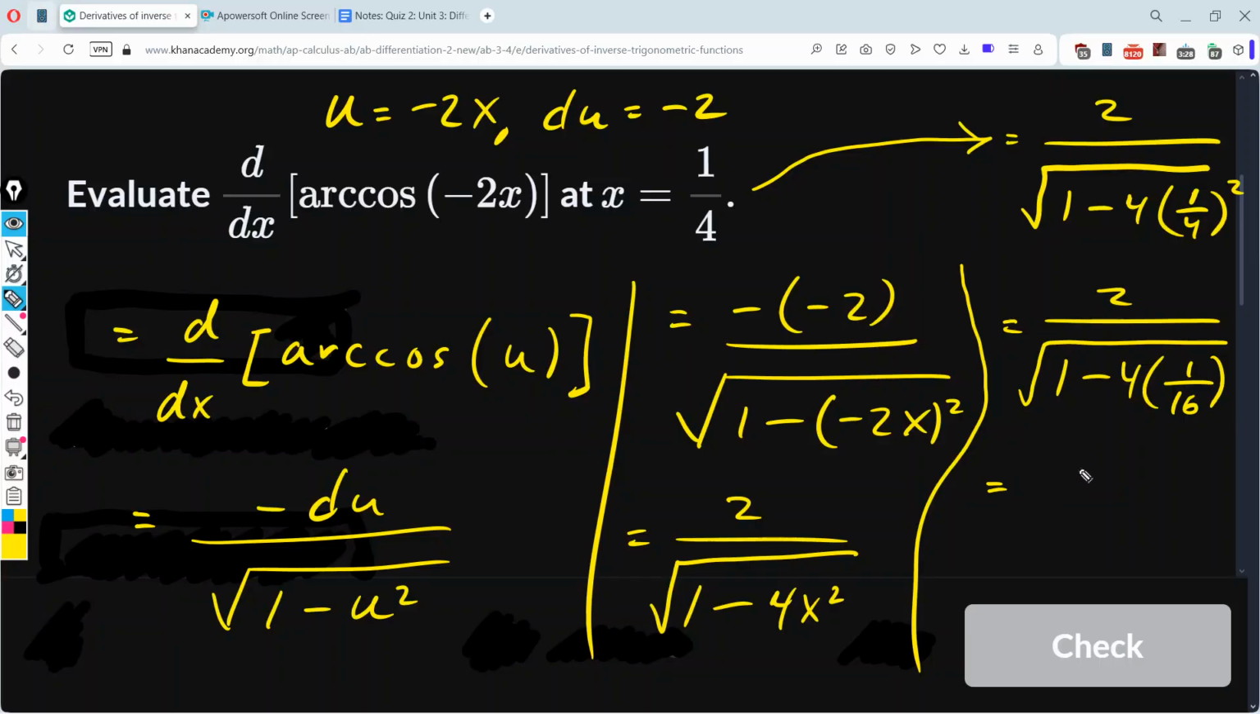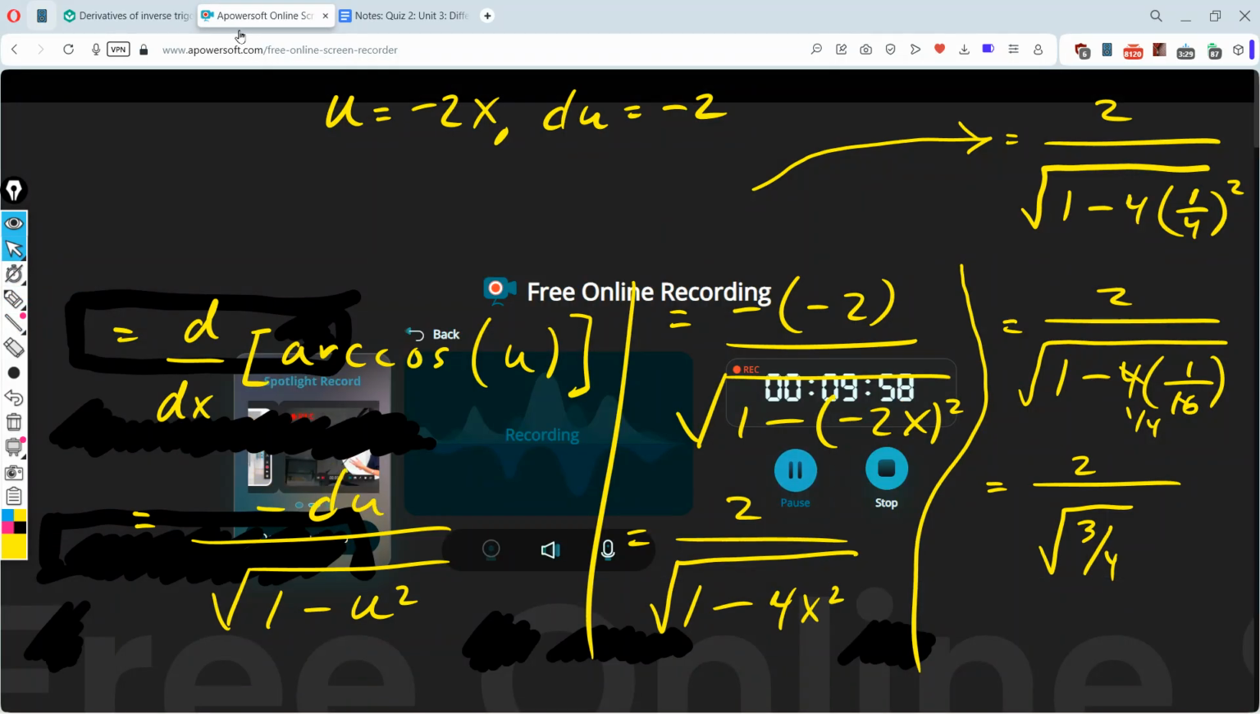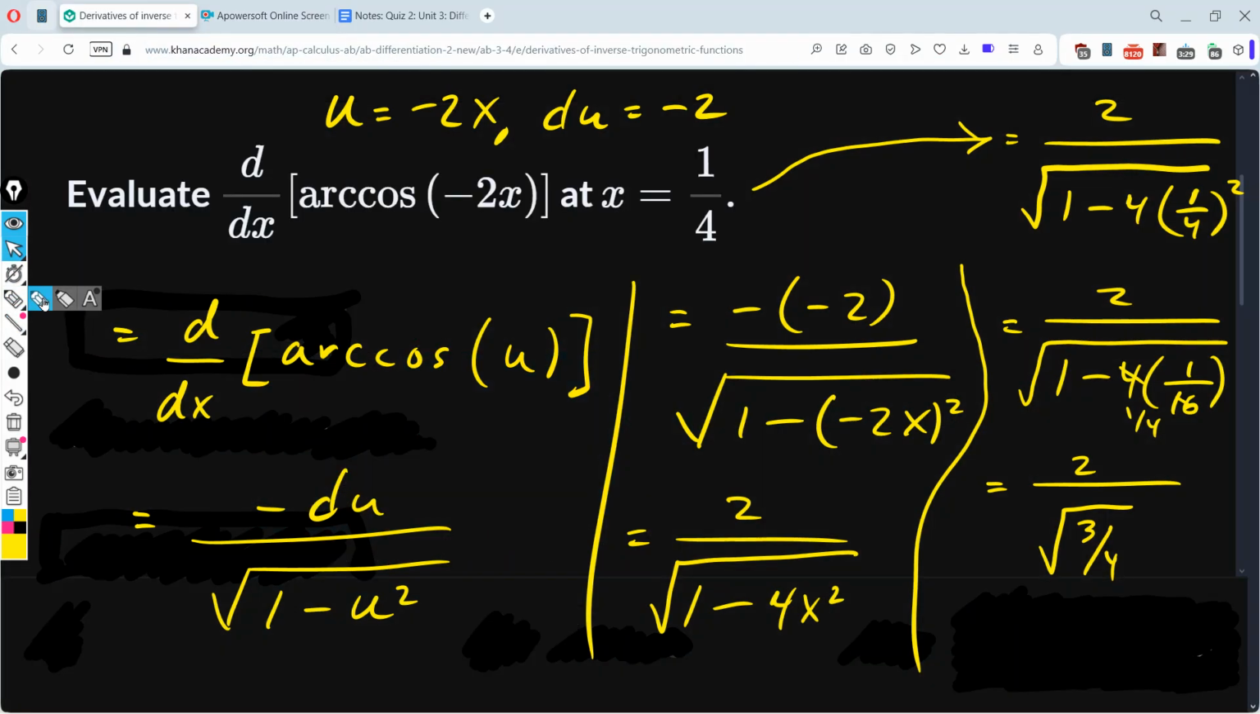All right, and that's going to be 2 divided by 4 over 16, which is basically 1/4. So this right here is negative 1/4. 1 minus 1/4 is 3/4. So that's going to be radical 3/4. Let me see. Actually, the square root of 4 is just 2. Let me see. I need more room here. All right, let's see if I can finish this. This is going to be 2 divided by radical 3/4.